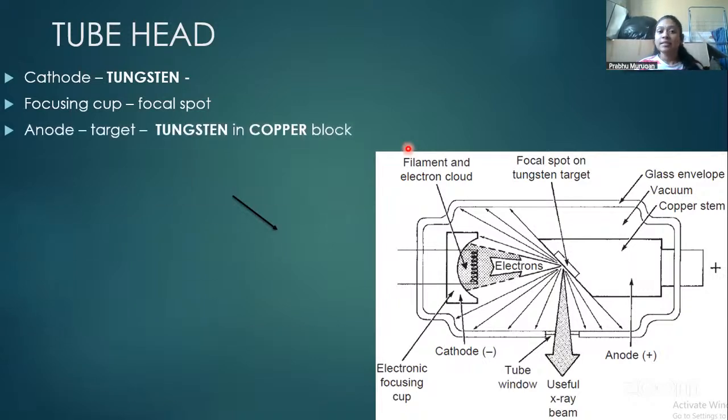So the anode is the target. It's the positive target, and that is also made up of tungsten. It is embedded within a copper block. Okay. The reason why we have tungsten on both sides, that is both at the cathode and the anode, is because of four main properties.